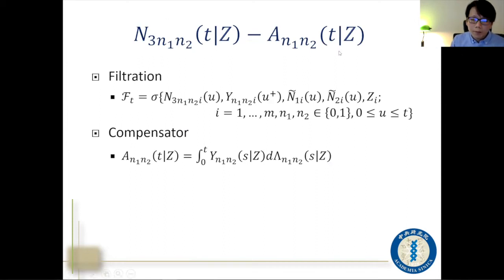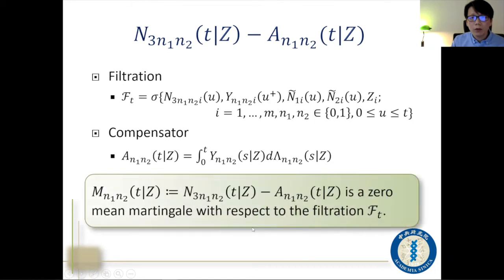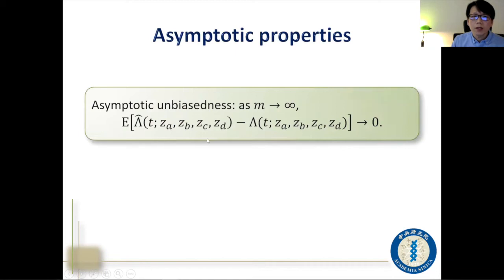We obtain this technical result, which is very important for us to develop the following theoretical properties for our estimators. In our newly defined event process, we subtract its compensator, which we define using our newly defined risk process and also the lambda that we need in our estimation of counterfactual hazard. Taking the difference between this event process and this compensator, under this filtration, we are able to establish that the difference is a zero mean martingale. Using this, we can easily establish the following results.